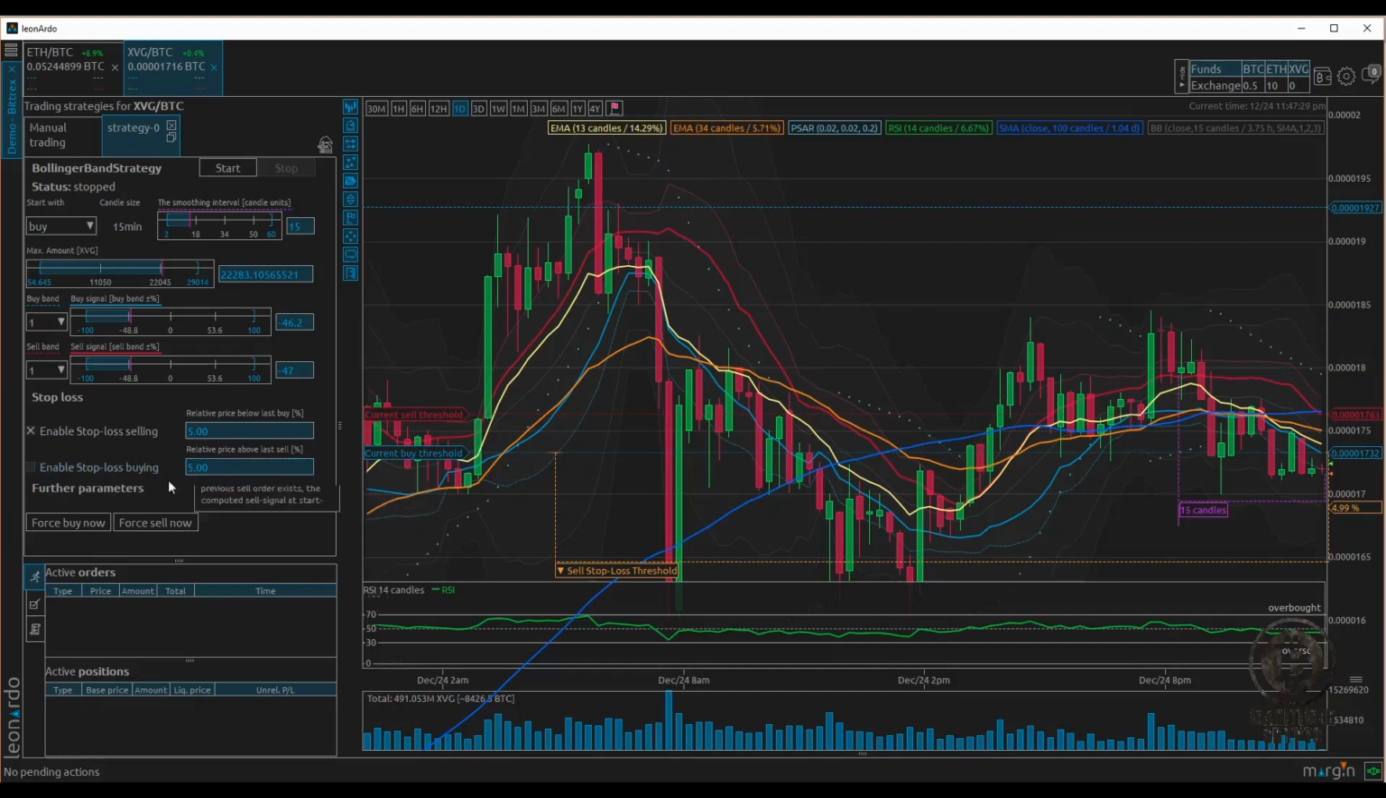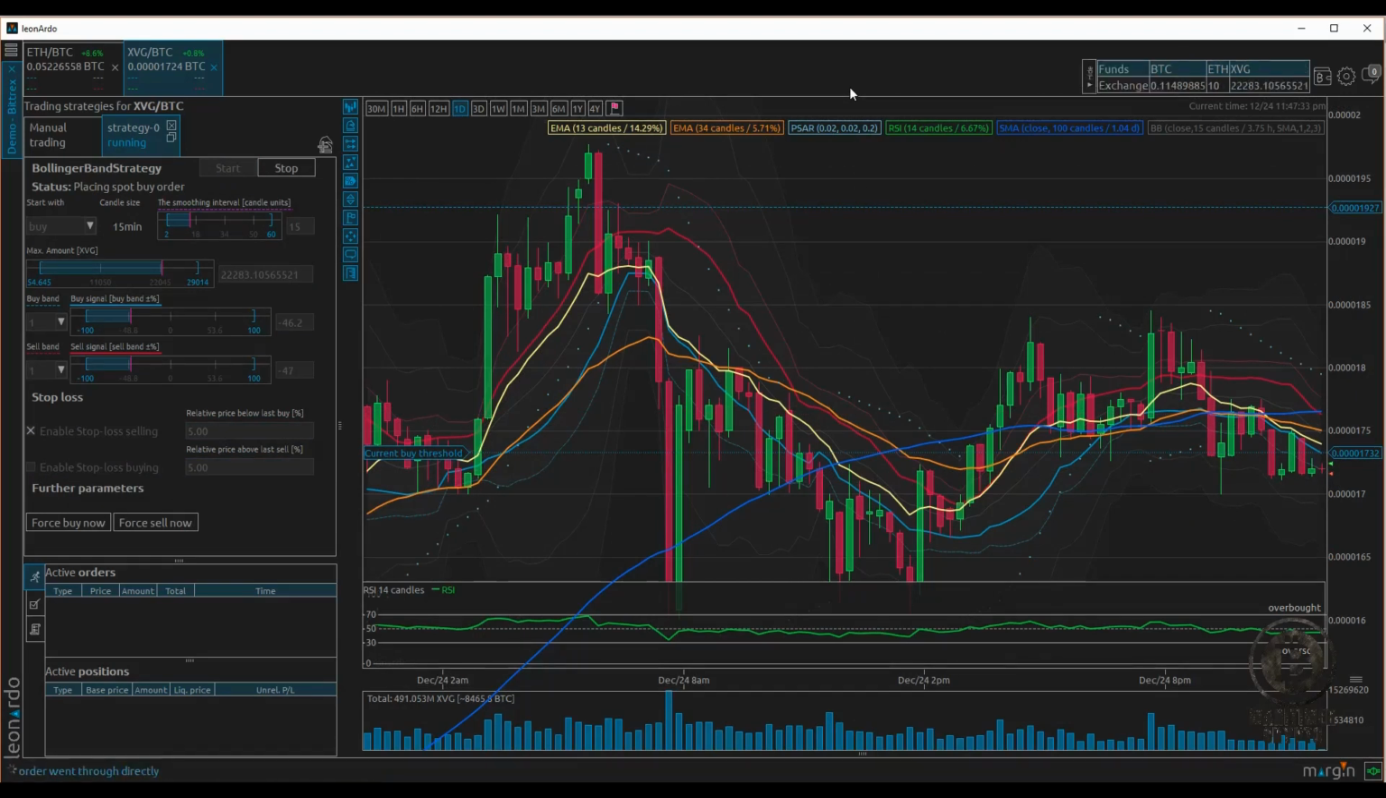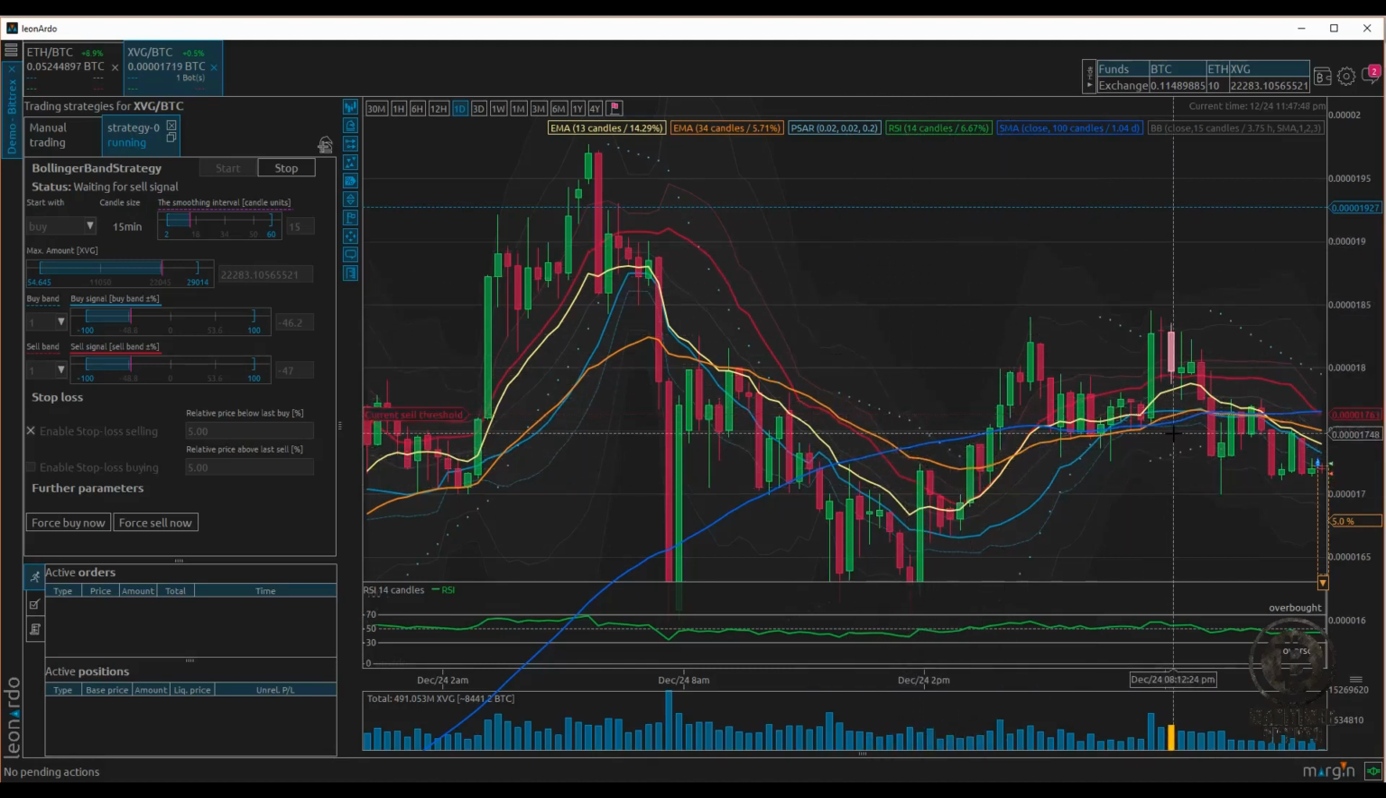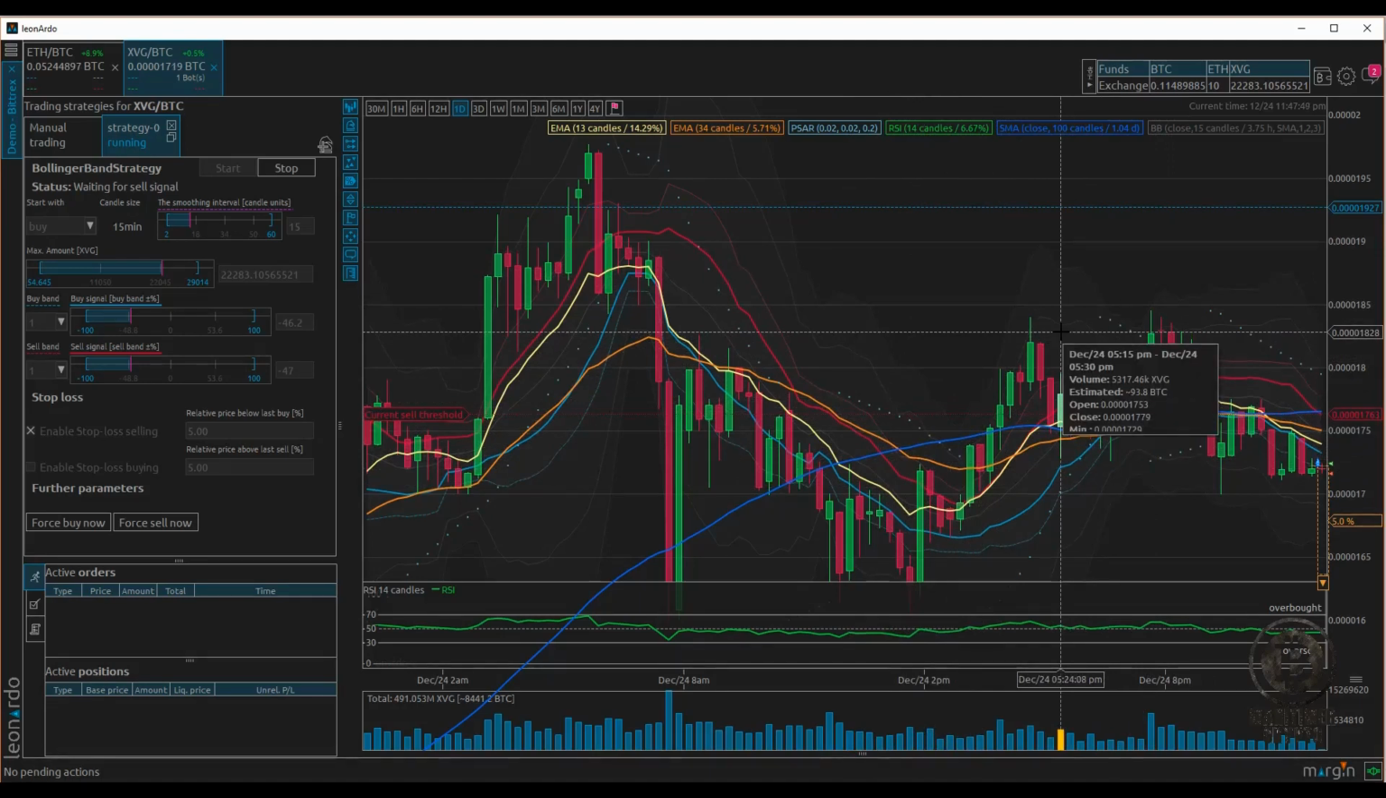And then that's it. Once you are happy with it, you just click the start button and the bot then starts working for you. So this is just a way so that it will do the trades for you, and you don't have to worry. So this is a nice little tool, and that's why I like Leonardo.